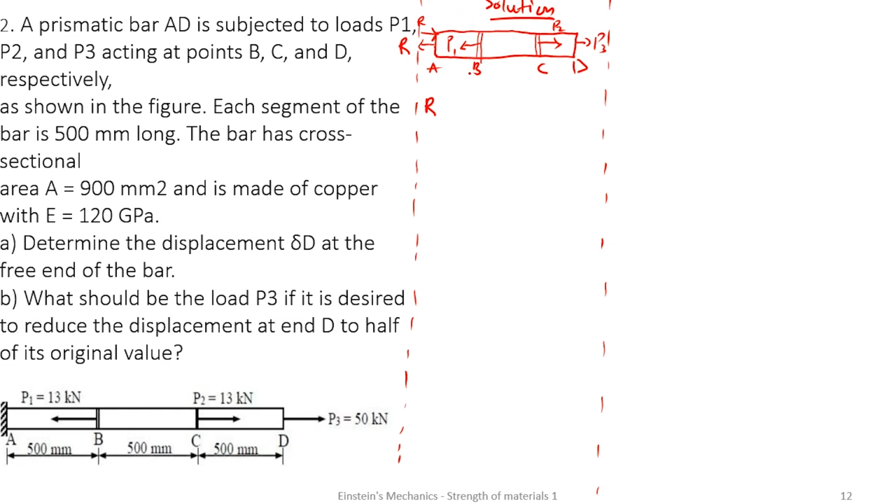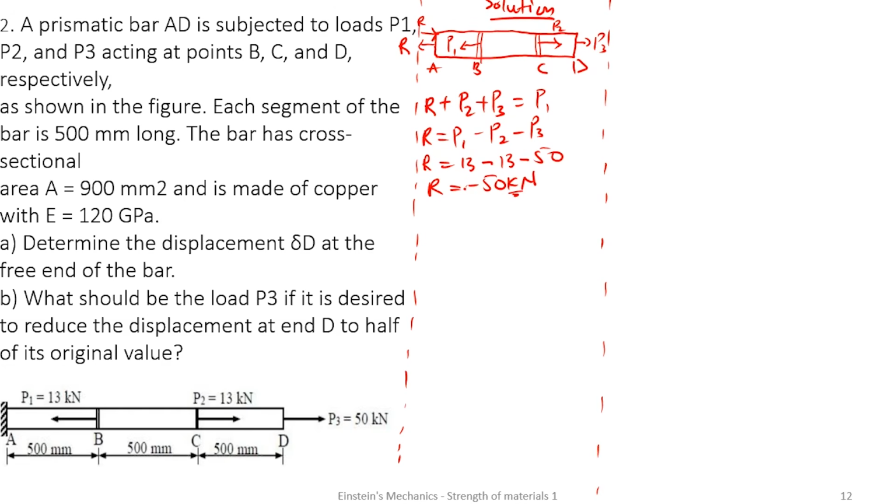We are using this diagram to calculate for the reaction R. So R plus, you can see P2 plus P3, they are all in the same direction, should be equal to P1. So meaning R should be P1 minus P2 minus P3. And what are the values? R is equal to P1, from the question, P1 is 13 kilonewton. They are all in kilo. P2 is 13, and P3 is 50. So I'm getting my R to be negative 50 kilonewton.